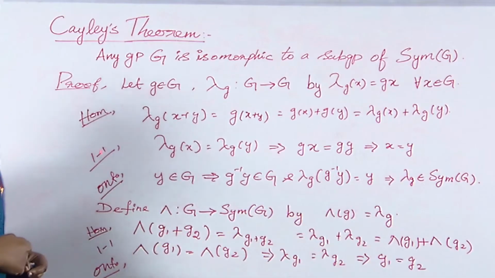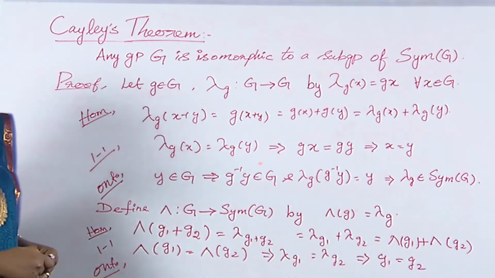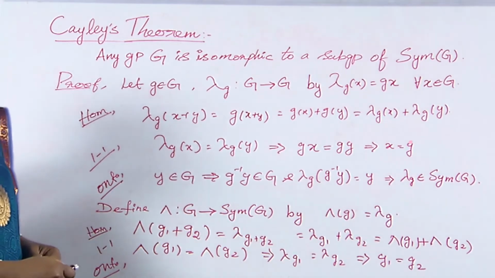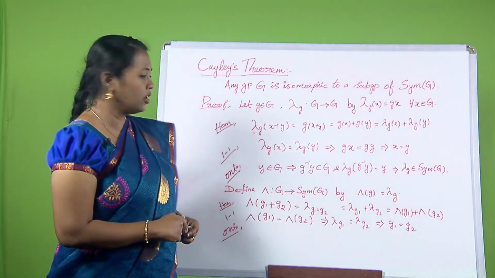The second one, we are going to show that it is one-to-one. lambda_g(x) equal to lambda_g(y) implies that gx is equal to gy, and when you use the left cancellation property, you get x equal to y. So, we started from lambda_g(x) equal to lambda_g(y), and we have shown that x is equal to y. Hence, the one-to-one property holds.